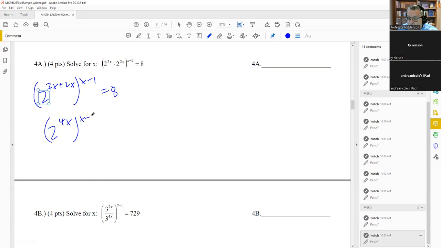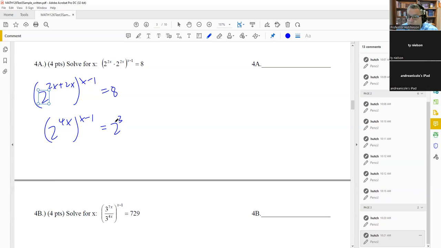And I'm also going to change the 8 into the same base, because this is one where we're going to solve it by using the equal bases property. So I'm trying to get both bases the same. So I'm writing 8 as a power of 2, or a multiple of 2 to the third power, I should say.